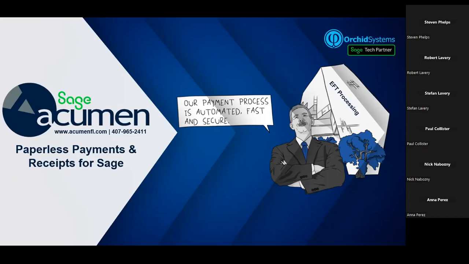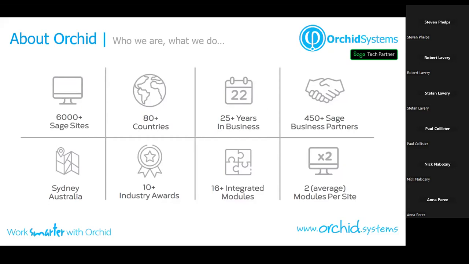Thank you for attending this webinar on the EFT processing solution. As Stephen mentioned, we represent Orchid Systems, which has over 6,000 Sage sites globally across 80 different countries after being in business for over 25 years. In fact, this year marks the 30th year of business for Orchid Systems. We've been working with over 450 Sage business partners around the world, headquartered out of Sydney, Australia, but our organization is located out of Toronto, Canada for the North American region.